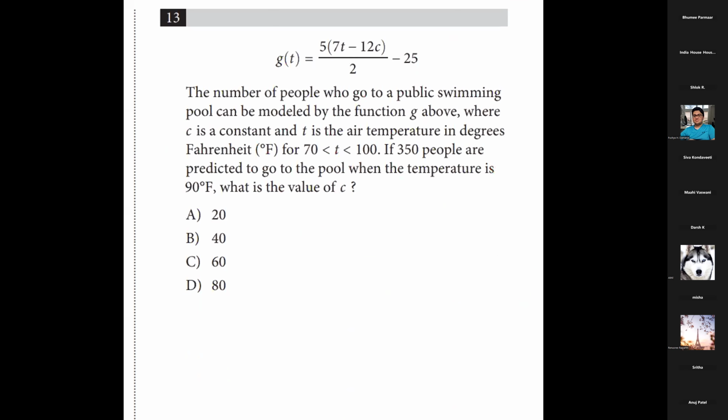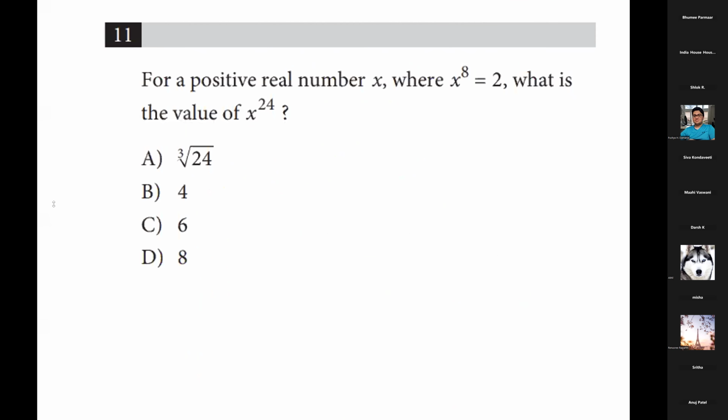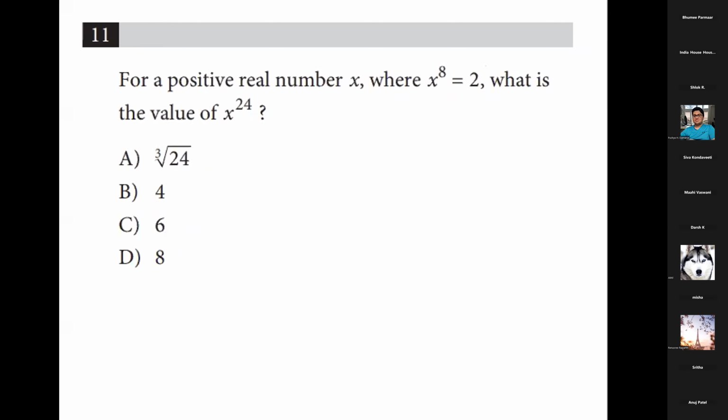Okay, question 11. There's someone who wants to re-explain question 10. Someone said to re-explain question 10.